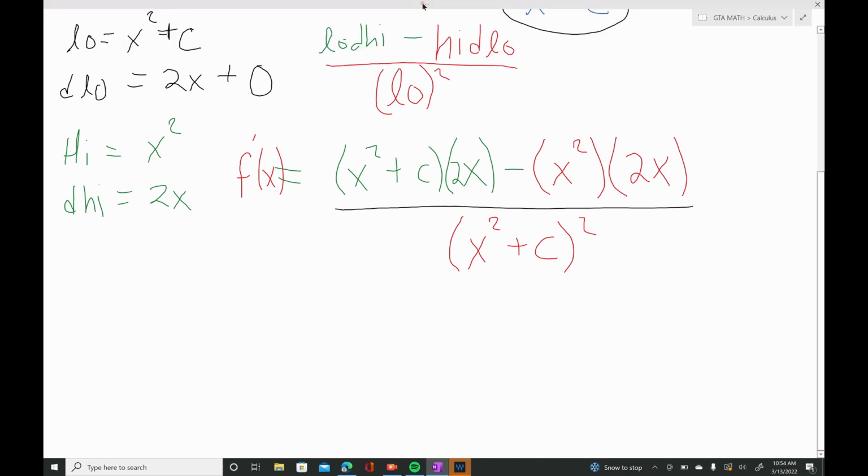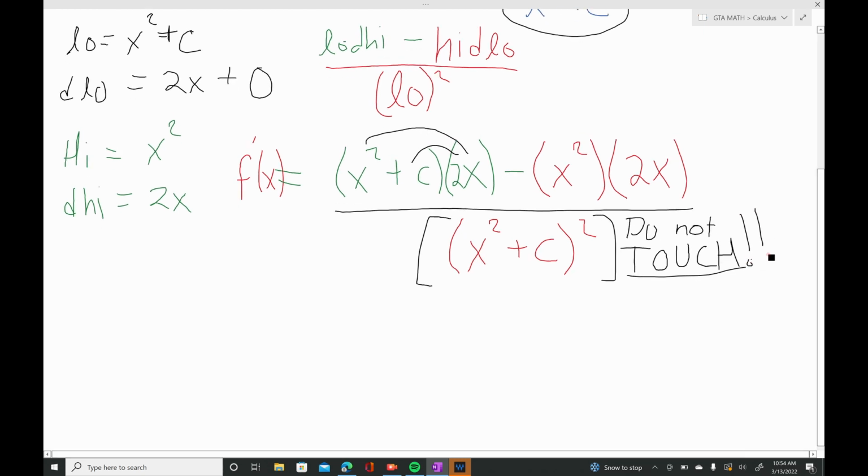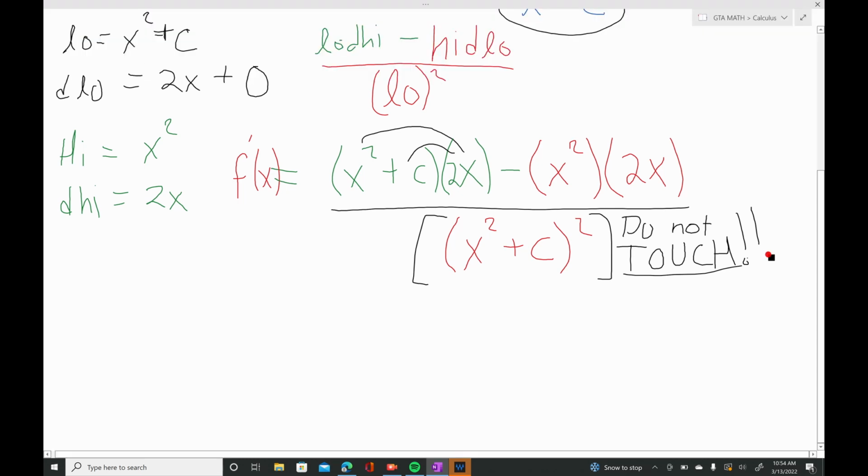All right. And now it's just simplifying. So regular foiling techniques. Nothing crazy. We do not touch the bottom. I'm going to put DO NOT TOUCH in all caps. Do not touch it. Leave that alone. The exclamation point there too. I think y'all get the point. Don't touch it. Kind of like Dale's drums. Just don't touch it.